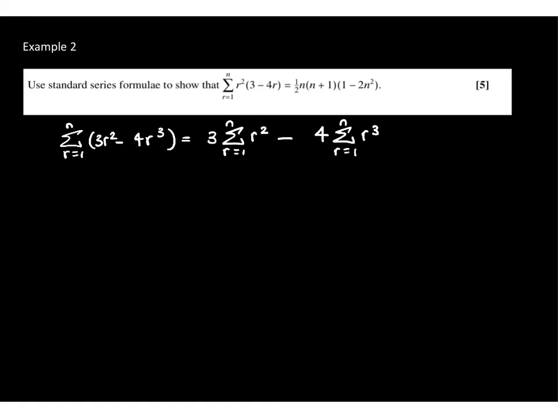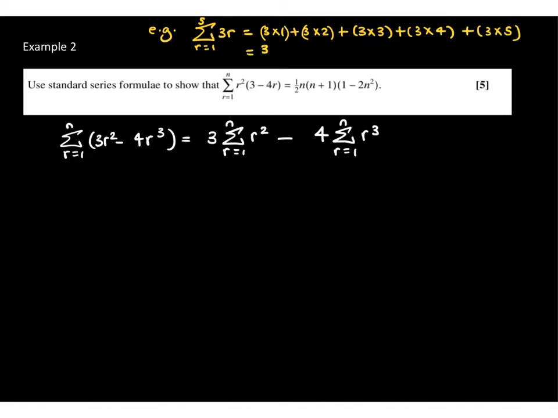Now, just in case anyone's not sure about why we're allowed to do that, let's take a simple example up here. Let's imagine I was working out the sum between r equals 1 and 5 of 3r, like this. Well, that's 3 times 1 plus 3 times 2. I'll put these in brackets for clarity, even though the brackets don't really have any mathematical meaning here. 3 times 3, 3 times 4, plus 3 times 5. Now I can factorise out that 3, so I have 3, and then 1 plus 2 plus 3 plus 4 plus 5. And you can see that the two calculations are the same.